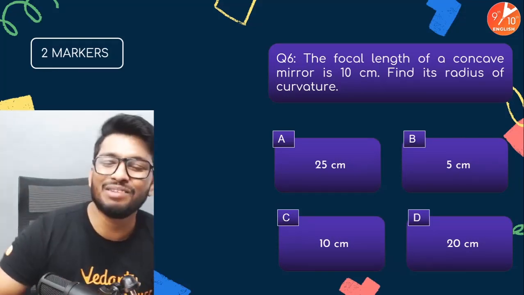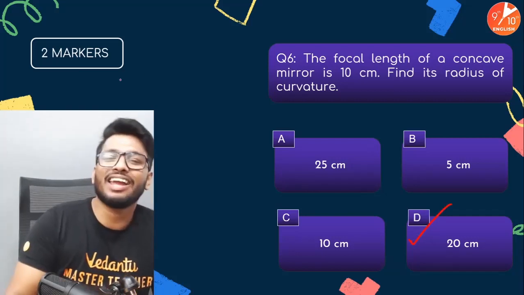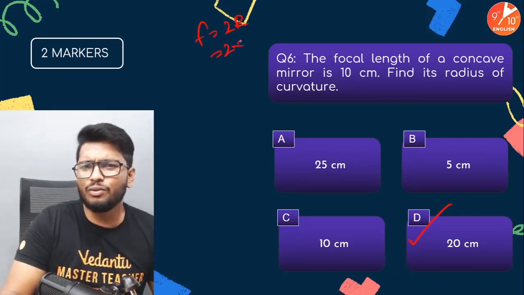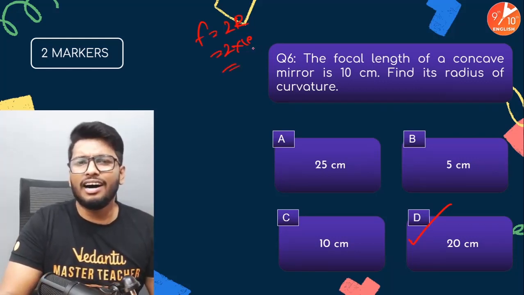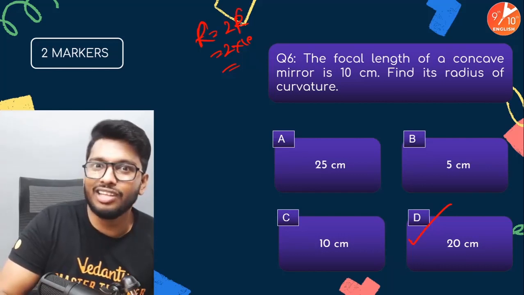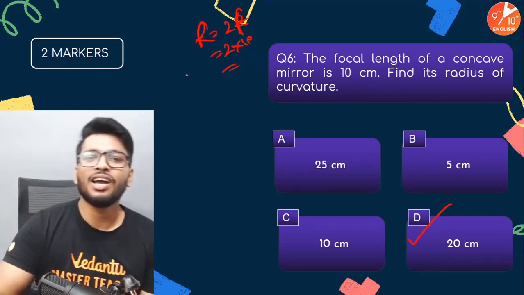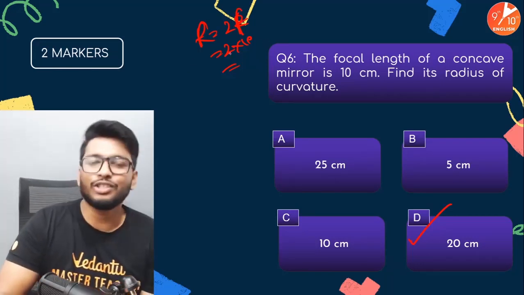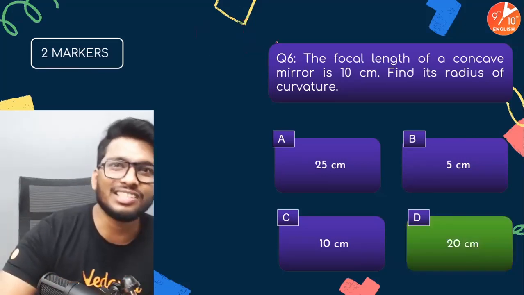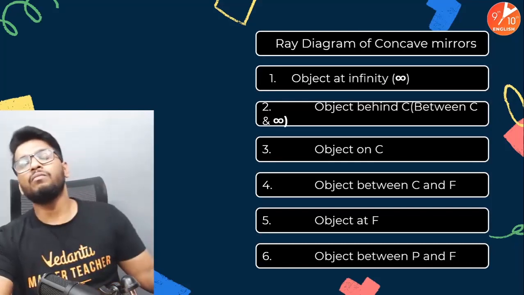The answer is going to be 20 centimeters, guys. Why? Because the radius of curvature is twice the focal length. The focal length is given as 10, so 2 into 10, you'll get 20 centimeters. That's it. So that's a 2-mark question. Done and dusted. Moving on.